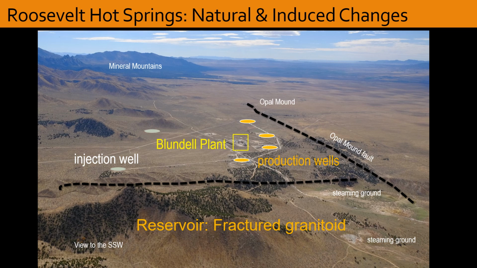There are 4 production wells situated east of the Opal Mound Fault, which extends about 7 kilometers in a north-south direction. An extinct surface feature occurs at the south end of the structure at Opal Mound. At the north end, steaming ground is locally developed in response to lowering of the water table induced by production.